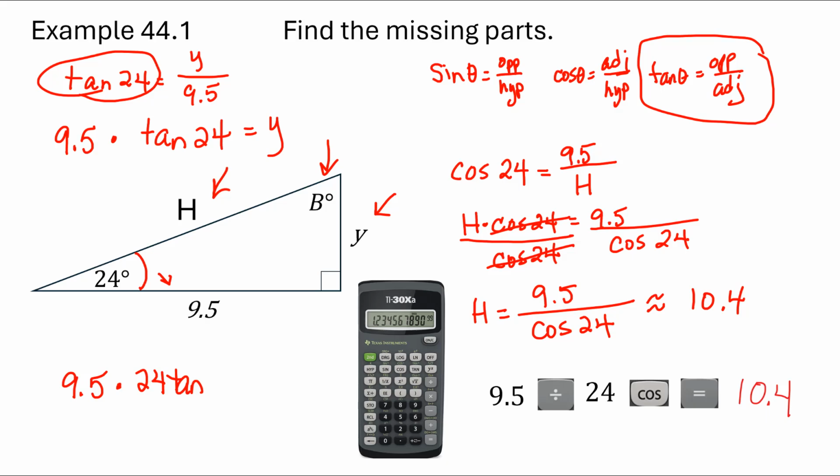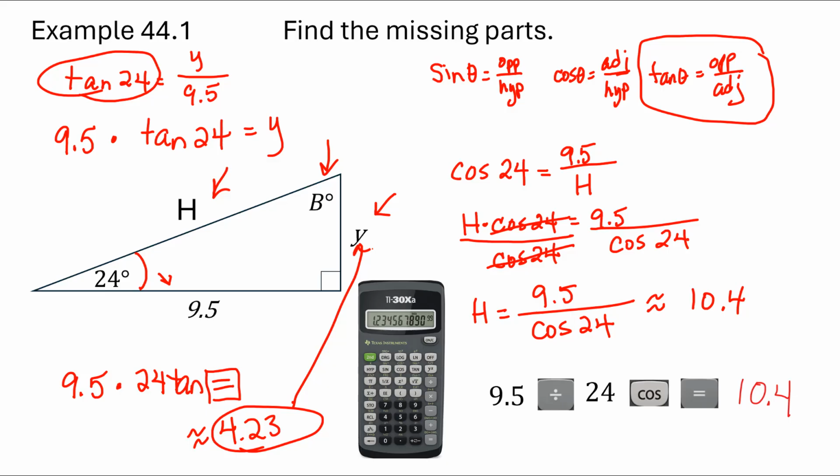But that's not what I want for my answer. I want 9.5 times the tangent of 24. So I have to hit the equals sign to get the actual answer. I will get about 4.23 for y.